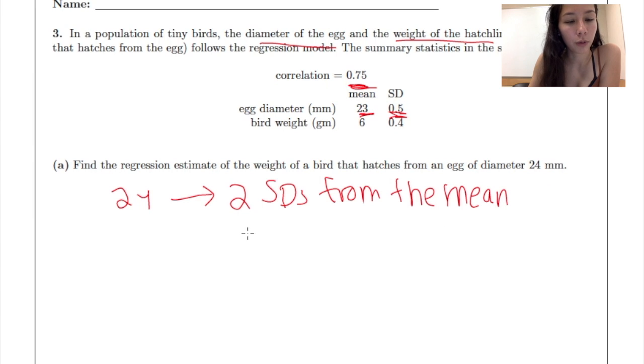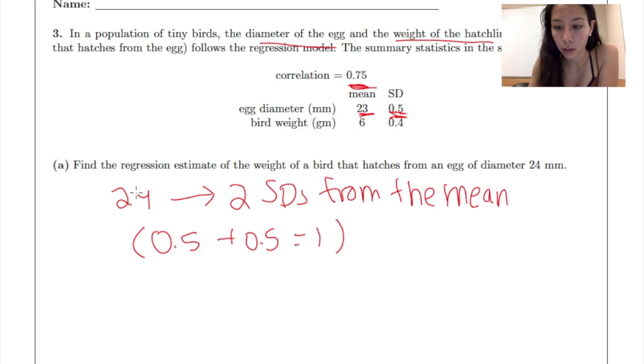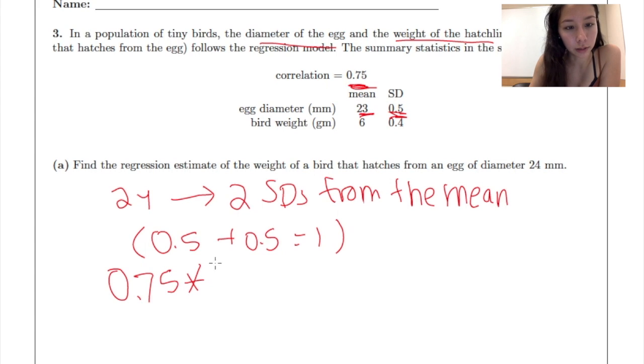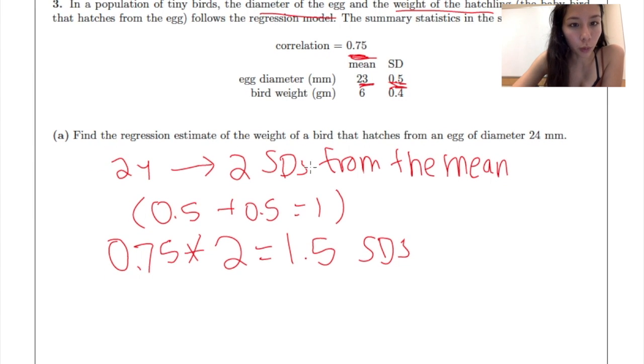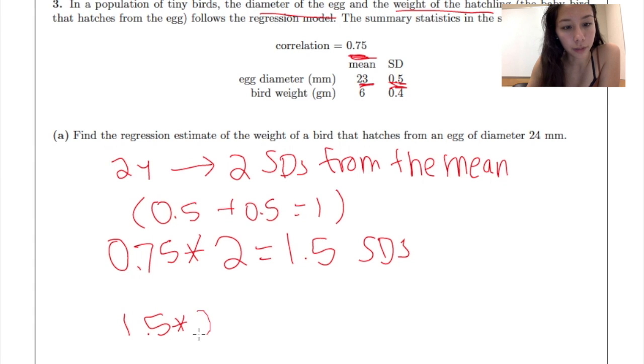Because it's 0.5 plus 0.5 equals 1, and 23 plus 1 equals 24. So now we're going to do the correlation times 2 SDs, which is going to give us 1.5 SDs. That is how far we are going to want our weight to be from the mean. So 1.5 times 0.4 will give us how far we want our weight to be from the mean in terms of these units.